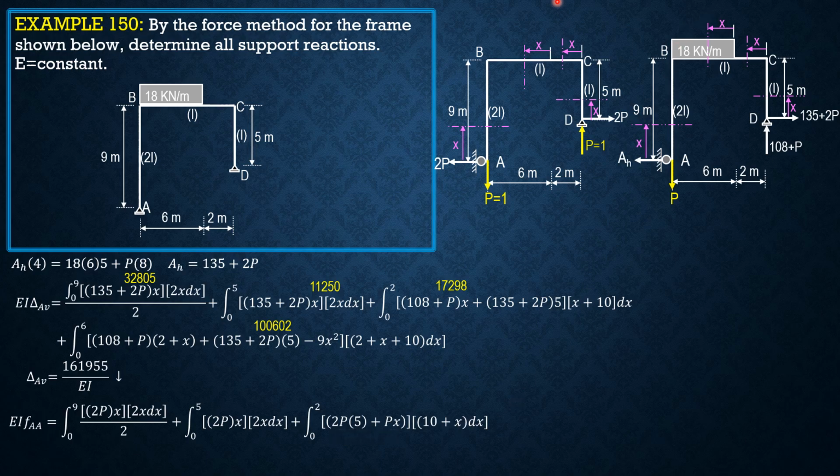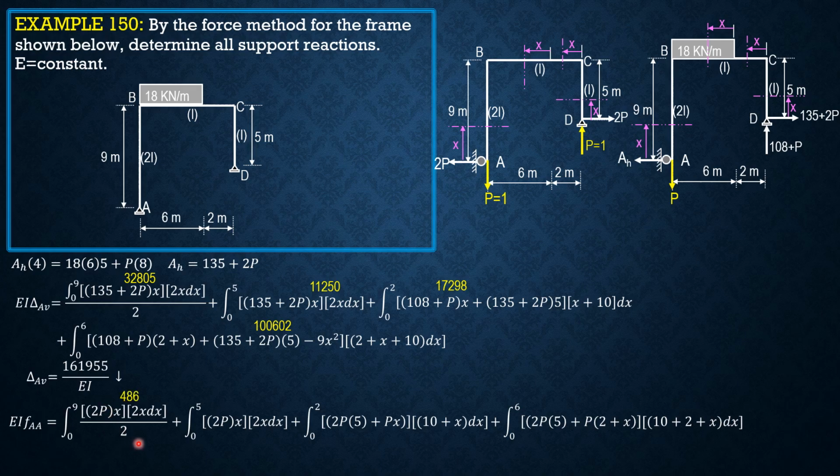Then finally in this section, integral of 0 to 6 of 2P times 5, plus P times 2 plus x. The differential of this moment equation is 10 plus 2 plus x, or 12 plus x dx, 0 to 6. So integrating, prior to integration, we set P equals 1.